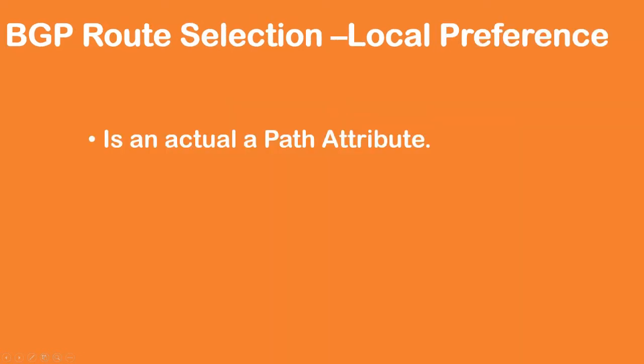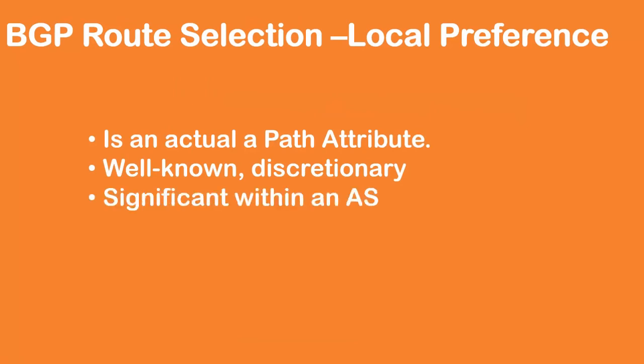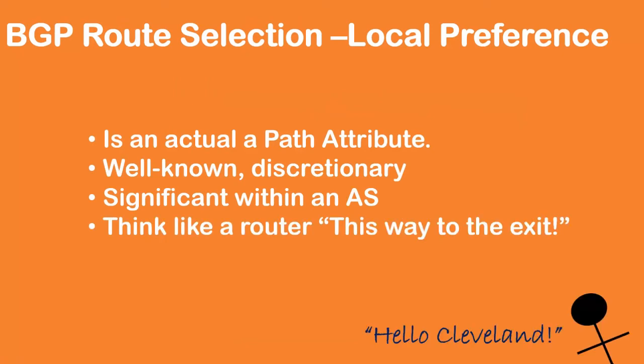Now, this is an actual path attribute. So this is included in BGP updates against prefixes. It's well known, so all BGP speakers must know of it, but it's discretionary, so it doesn't need to be included. It's only included in certain updates. And the point is that it's significant within an AS, so it's not about eBGP sessions between ASes, it's significant for iBGP sessions within an AS. And if we think like a router, what I tend to think of with local preference is that it is telling the iBGP neighbors within an AS that this is the best exit. So I know the best exit out of this AS with the highest local preference.